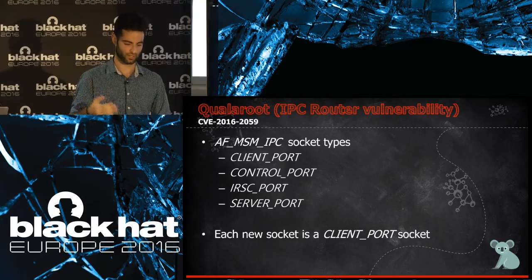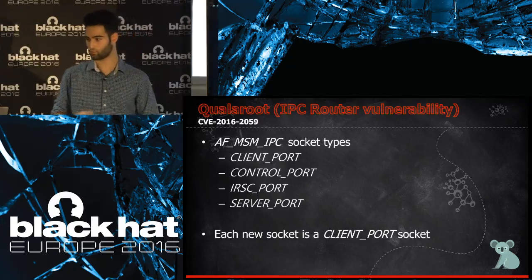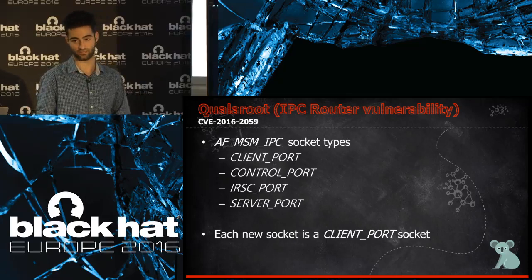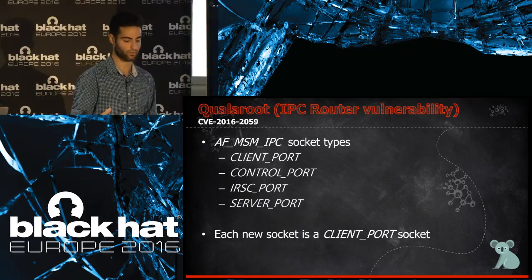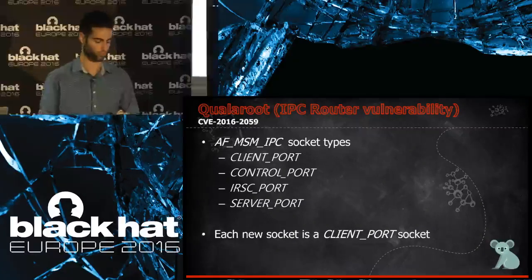So each time we create a socket, it is by default a client port, and client port is just a socket that can send and receive data. And if we wanted the control port, we had to issue an ioctl, and then our client port will be converted to a control port.